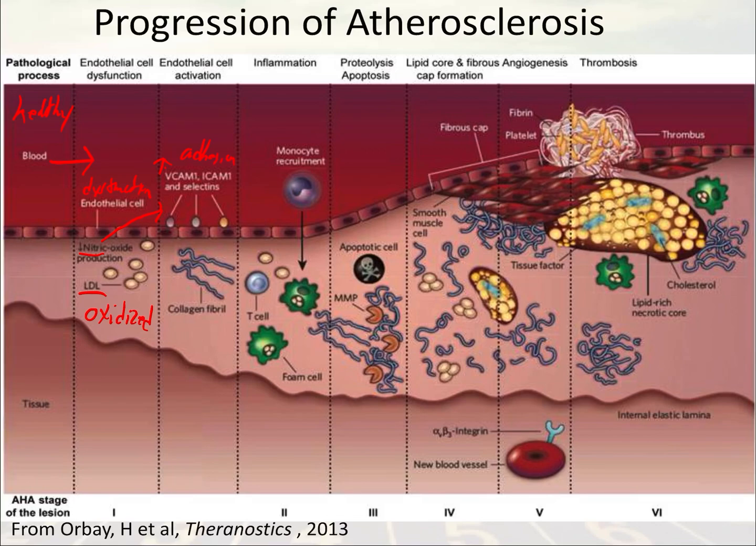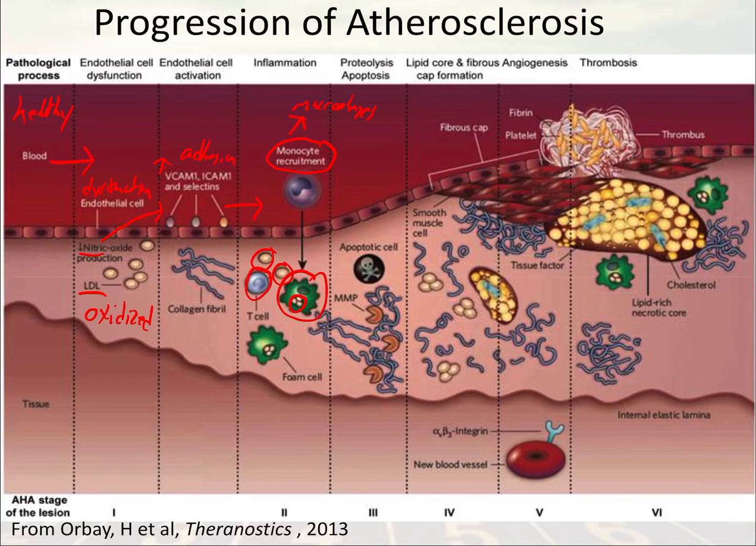Increasing these adhesion molecules is going to bring in the immune system. Right? So that leads us right here to bringing in monocytes. Monocytes eventually turn into macrophages. Once they come into the blood vessel wall, they turn into macrophages. That's what these are. Those macrophages start engulfing this oxidized LDL.